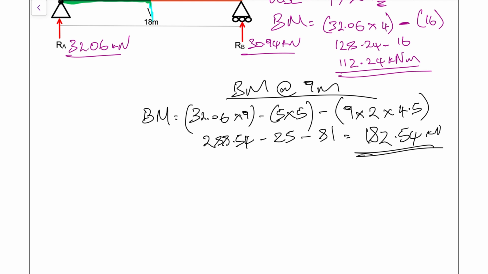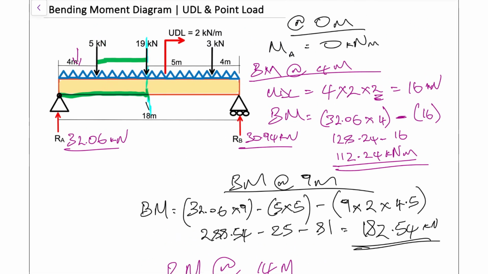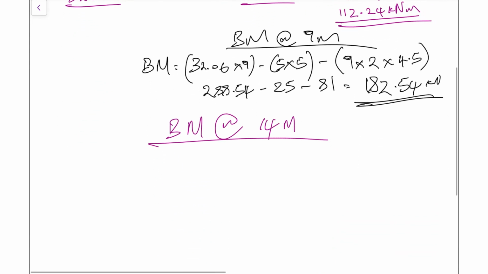So now bending moment at 14 meters, and I'll just switch between the colors. So let's just see what will be happening now at 14 meters. We're going to look at, once again, everything to the left of the 14 meter mark, and that 14 meter mark is right here, right where that 3 kilonewton force is acting. And to the left, we have our reaction force, the 5 kilonewtons, the 19 kilonewtons, and our UDL. So let's go ahead and do the calculations for that.